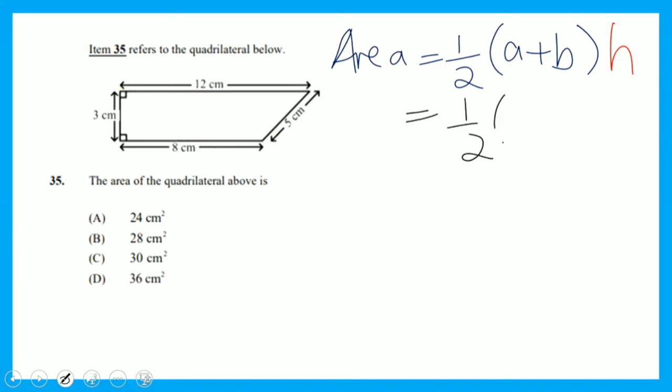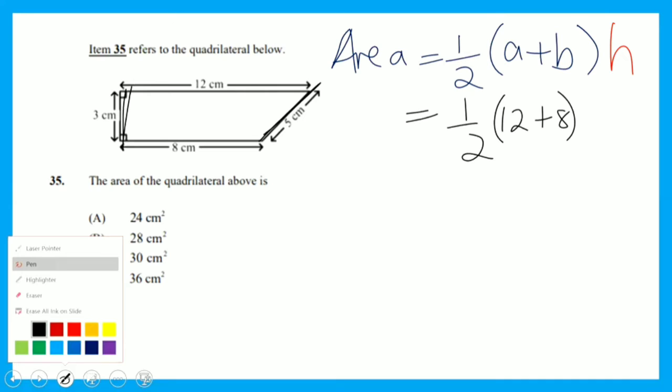That's going to be half times A plus B, 12 plus 8, or 8 plus 12, as long as it's the length of the 2 parallel sides. And the height is definitely not 5. This is called the slant height, or the lateral height. And the height that you really want is this one.